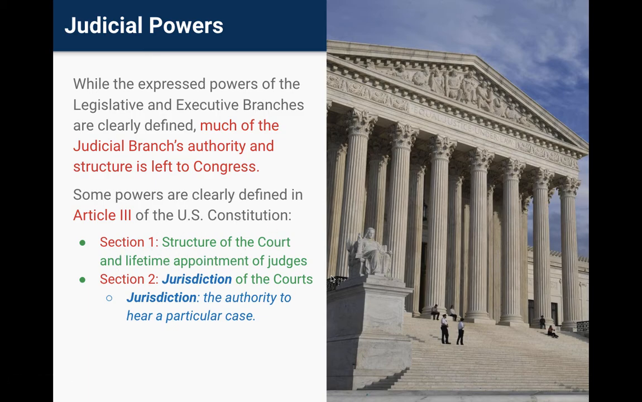One of the judicial powers is the lifetime appointment of judges that's in there, as it has been traditionally read and understood. We'll take more of a look at that in a couple lessons when we look at the judicial branch. And it also lays out the jurisdiction of the courts. And jurisdiction really is the authority to hear a particular case.